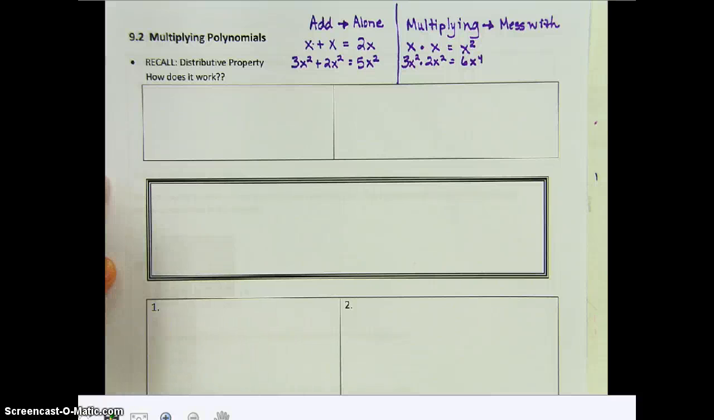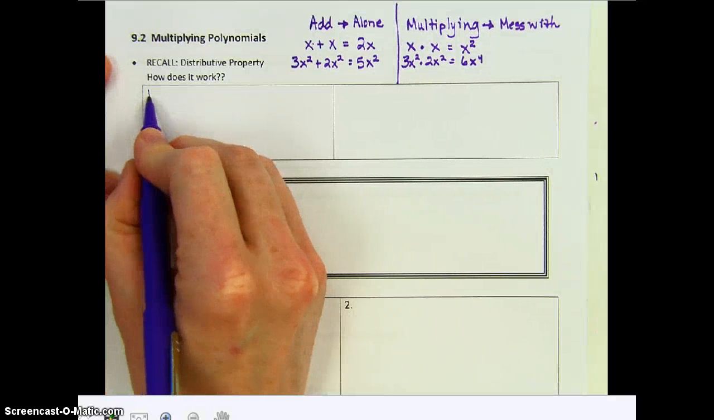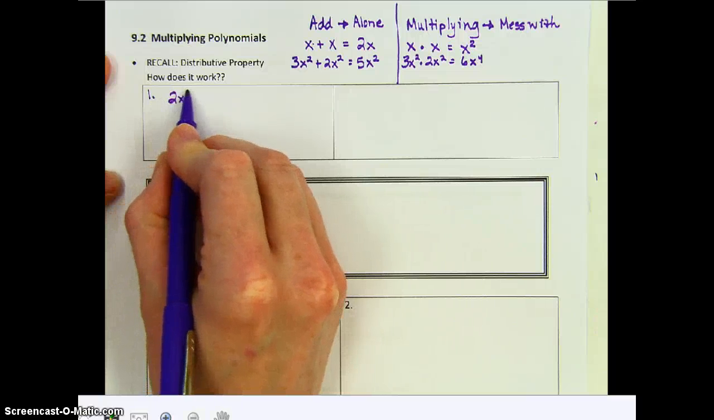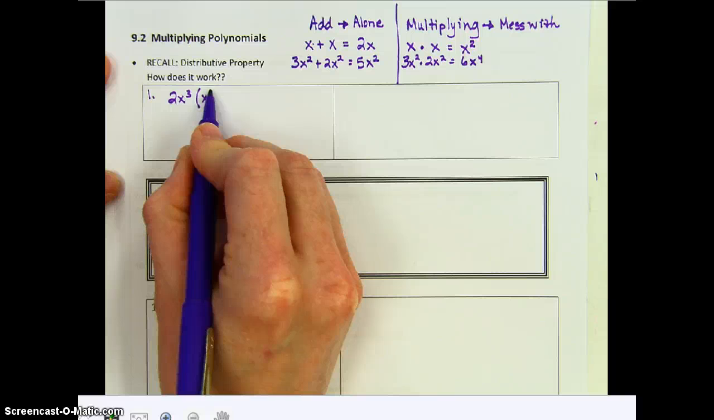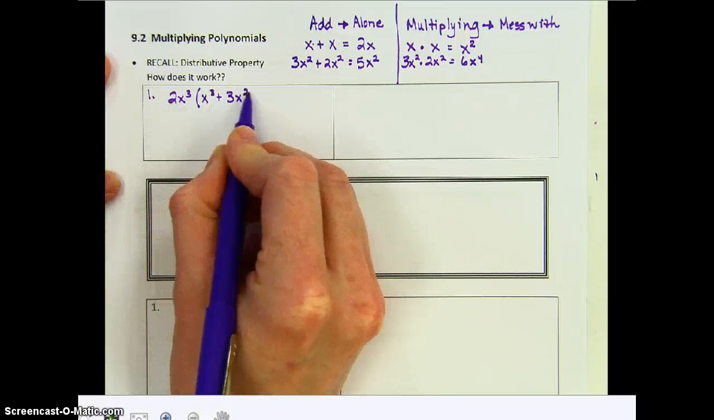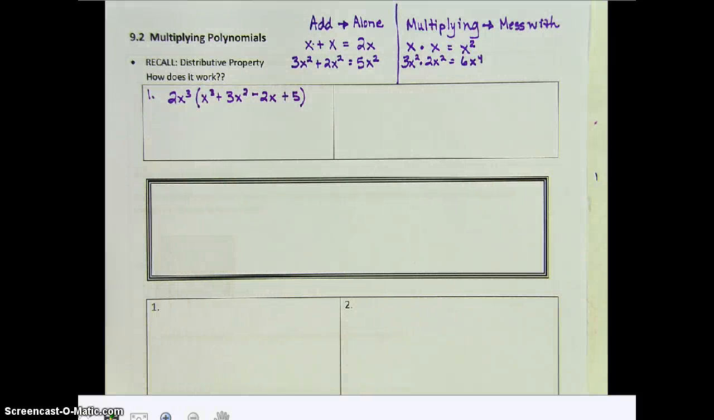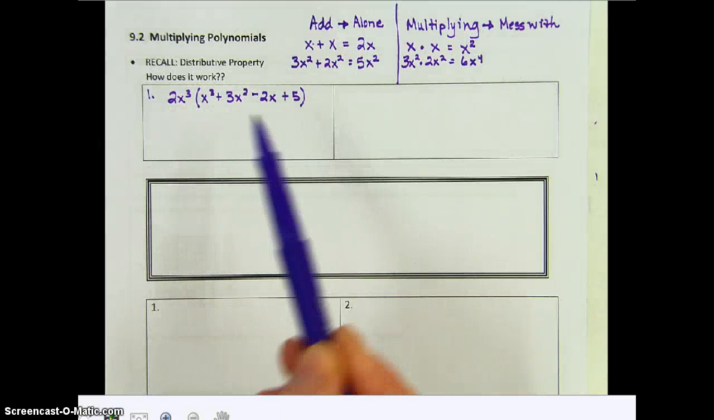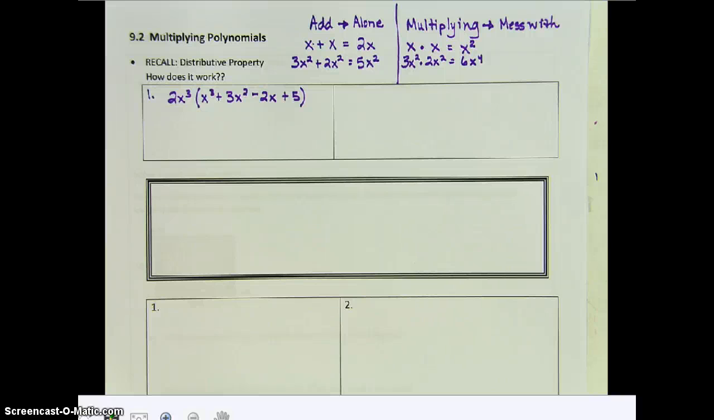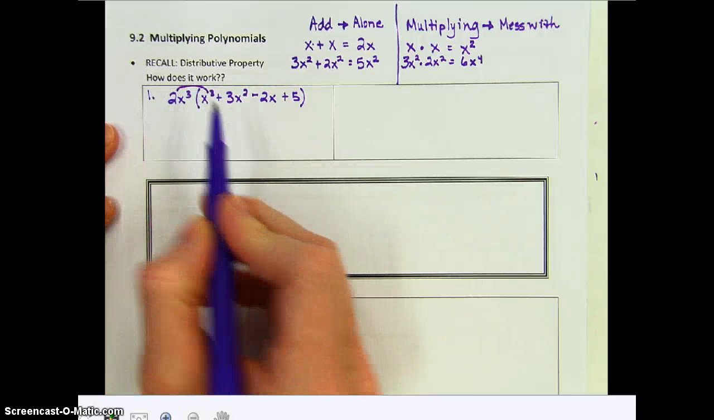Now, let's get started. Recall the distributive property. How does it work? Well, it distributes everything. So let's look at the first problem here. 2x cubed times x cubed plus 3x squared minus 2x plus 5. Now, we also learned vocabulary yesterday. You will notice that the 2x cubed is a monomial and the other one is a polynomial. But the distributive property still works. So we are going to multiply the monomial to the polynomial by the distributive property.